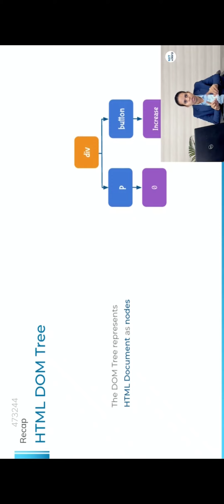So we have the div, which is a node, okay? And within that, we have the paragraph element and button element. There are two nodes. And within the paragraph, we have the text zero. So that is one node. And within the button element, we have the text increase. So that is another node and so on. This is just an example of the DOM tree.